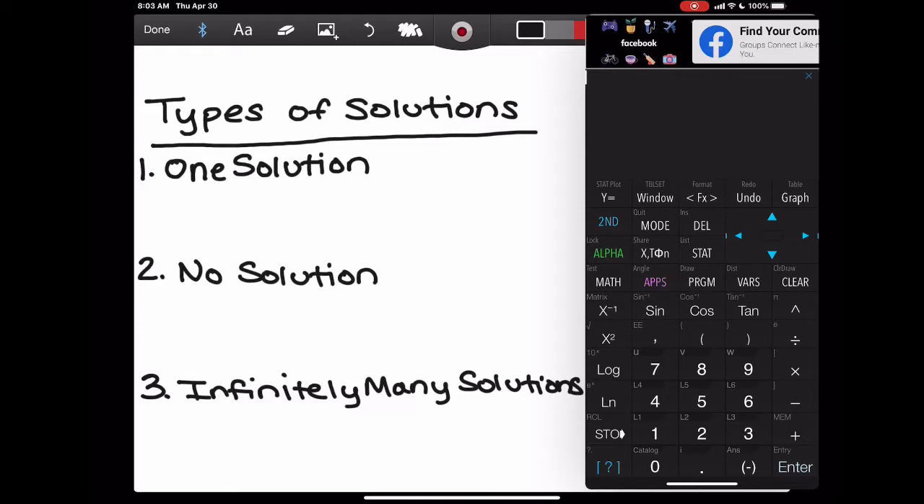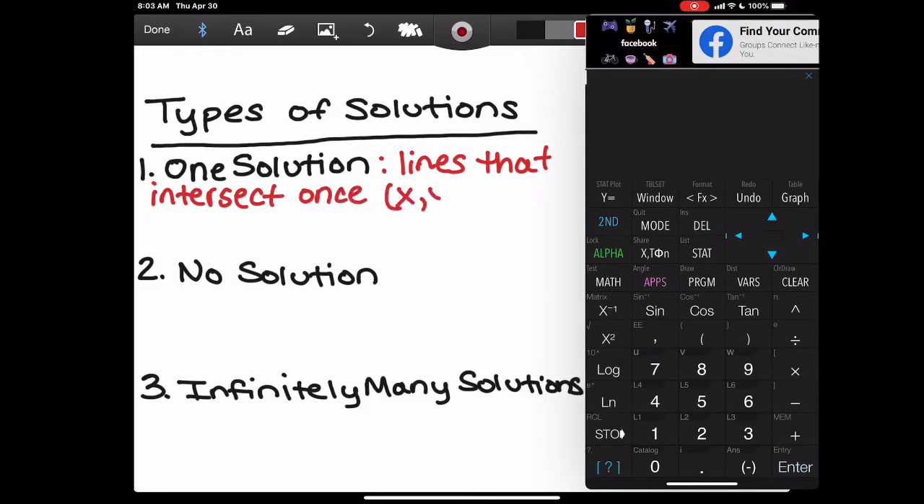That is where, let me write this down, make sure you have pencil and paper so you can take notes. You have lines that intersect once, like an ordered pair. You're going to have one particular point where those two graphs are going to intersect. That is going to be the solution.